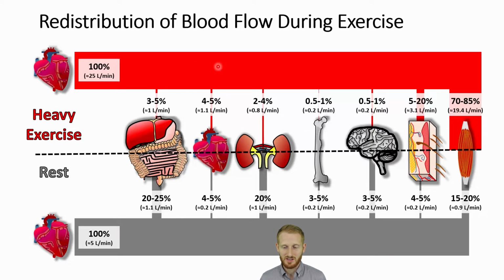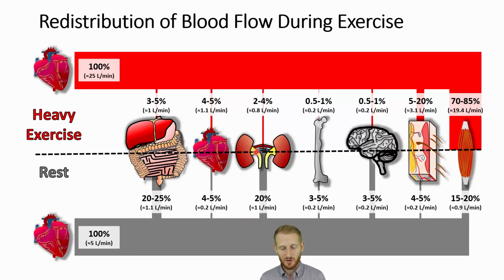All right, so looking at the different organs and tissues during both the resting situation, the gray, and the heavy exercise situation, the red, you're going to see a redistribution of blood flow in a lot of these. At rest, digestion's really high. You're going to get about 20 to 25% of the total blood flow that's coming out of the heart going to the digestive tract. During heavy exercise, it's only around 3 to 5%. So a lot of vasoconstriction there. If you look at the heart, it actually maintains about the same percentage of the total blood flow, around 4 to 5%, regardless if it's at rest or during exercise, which makes sense. The heart's going to be active in both situations.